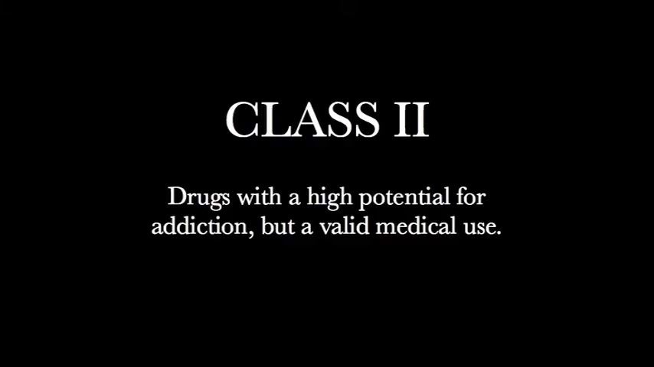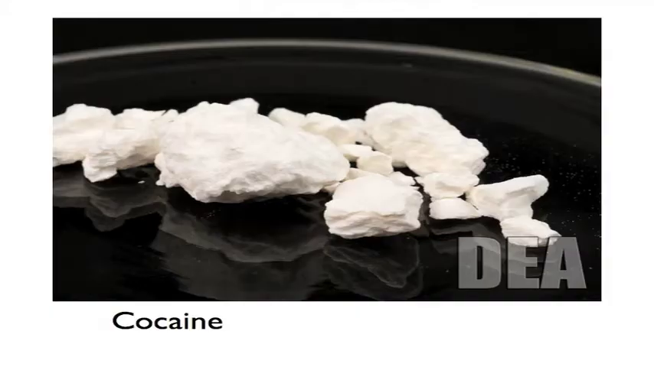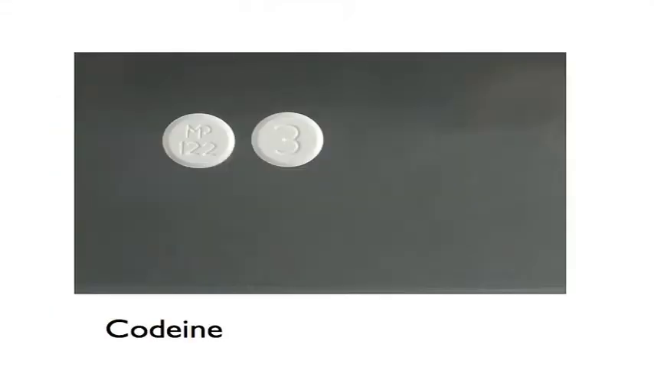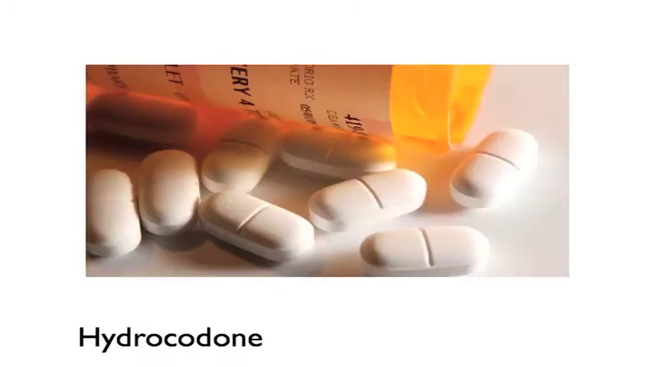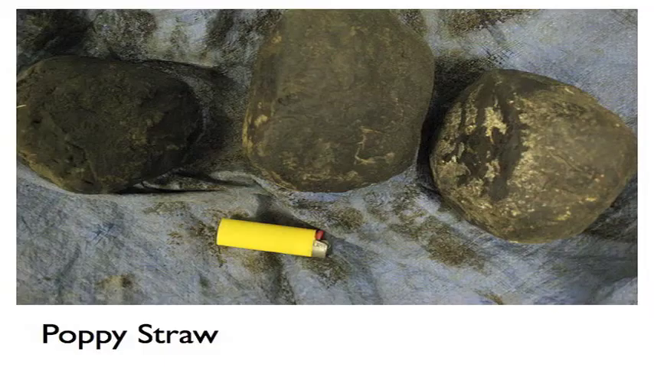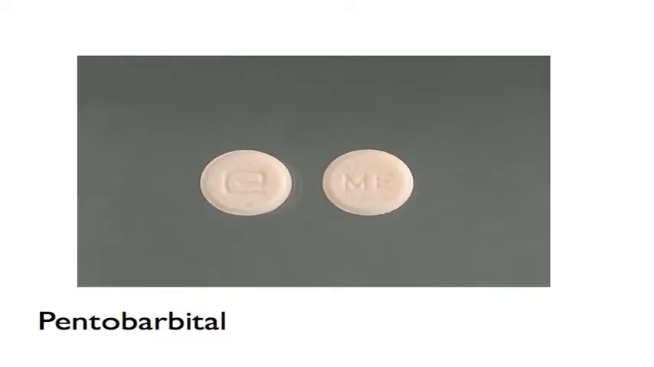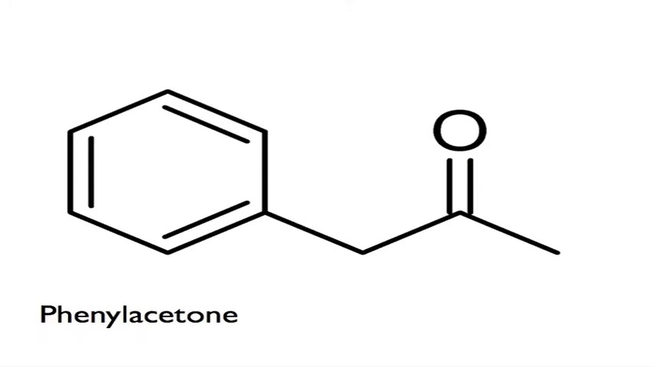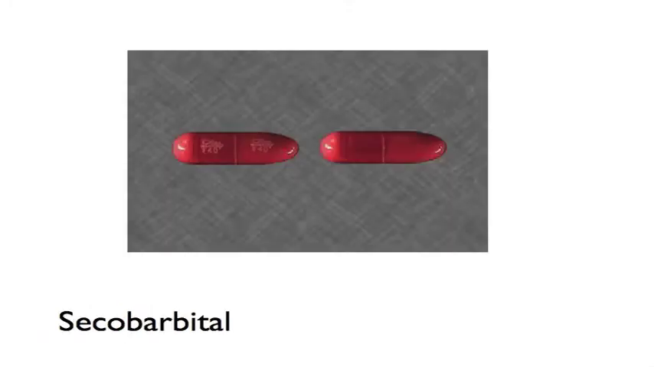Class 2. Class 2 drugs are drugs with a high potential for addiction, but a valid medical use. Narcotic basic classes include cocaine, codeine, ethylmorphine, hydrocodone, opium, raw or powdered, oxycodone, and poppy straw. Non-narcotic basic classes include amphetamine, phenobarbital, phenylacetone, and secobarbital.